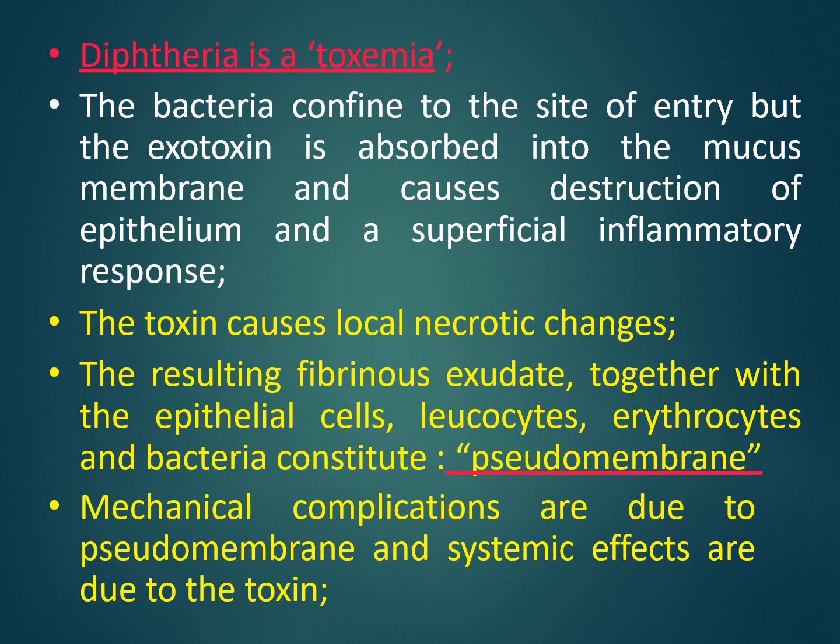Once the bacteria start to produce toxin, the exotoxin is absorbed into the mucous membrane and causes destruction of the epithelium as a superficial inflammatory response. And then the toxin causes local necrotic changes. So it leads to fibrinous exudate together with epithelial cells, leukocytes, erythrocytes, and bacteria. All these things together form the pseudomembrane. Any effort to remove this pseudomembrane will tear off the capillaries beneath it and lead to bleeding. So the mechanical complications are due to the pseudomembrane and the systemic effects are mainly due to the toxin.